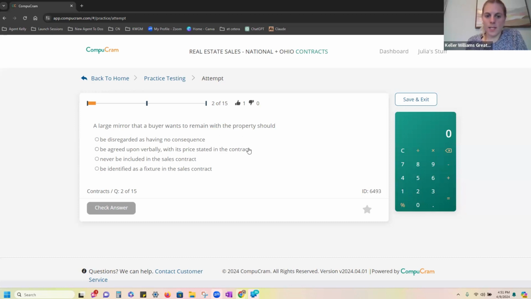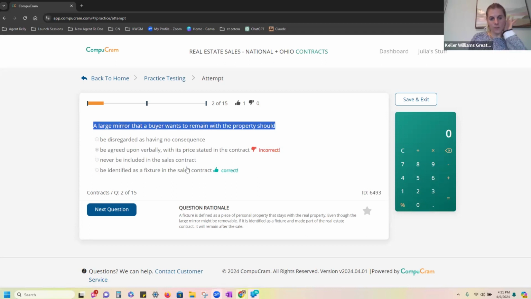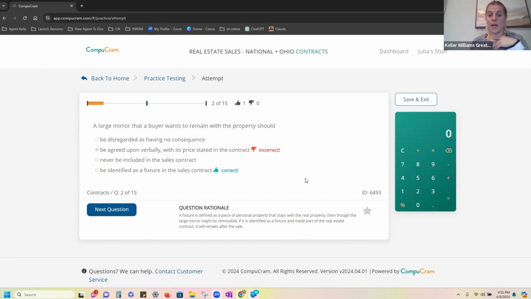Right, we have two B's and a D. Let's see. And it is actually going to be D. So be identified as a fixture in the sales contract. And a fixture is defined as a piece of personal property that stays with the real property. So identifying it in your contract as included with the property is going to be the best way to include that in the contract.